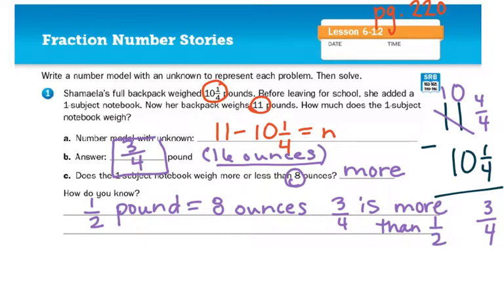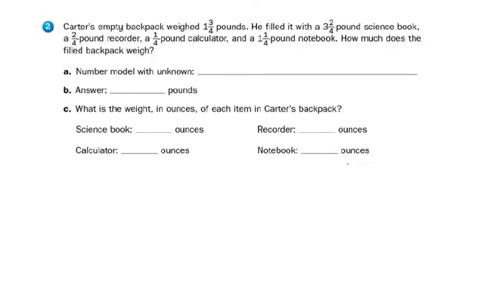Make sure that you are filling this out in your math journal with me. Let's move to number 2. Carter's empty backpack weighs 1 3/4 pounds. He filled it with a 3 2/4 pound science book, a 2/4 pound recorder, a 1/4 pound calculator, and a 1 1/4 pound notebook. How much does the filled backpack weigh?